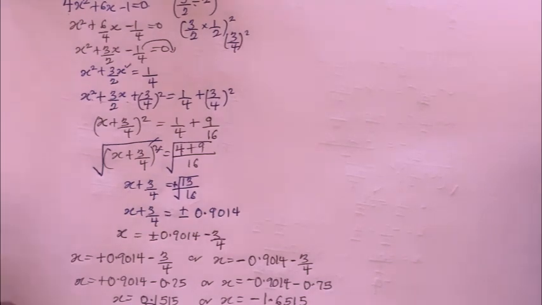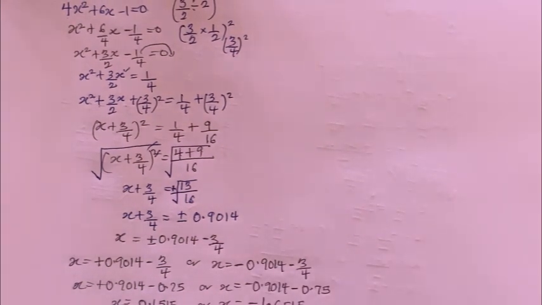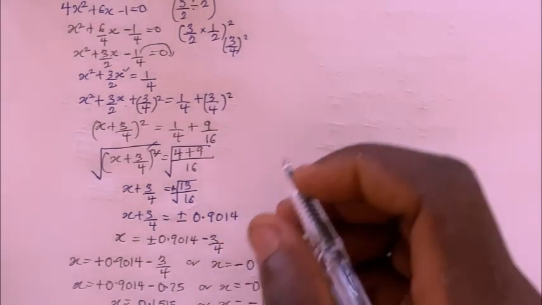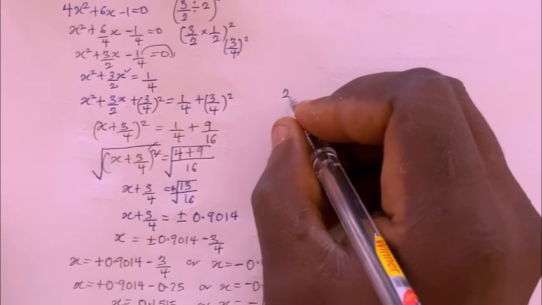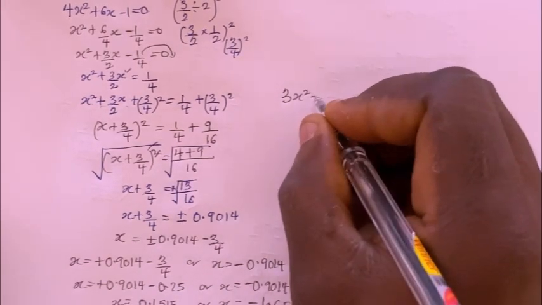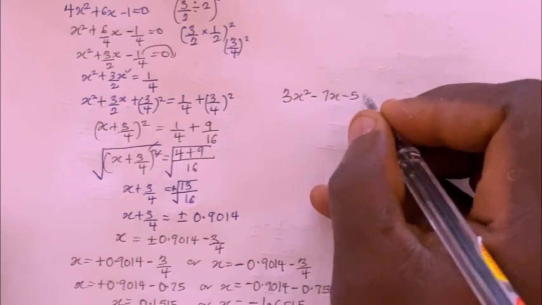But before I leave, please kindly solve some questions. I'm going to give you a question that you're going to solve. So go ahead and solve this question for me: 3x squared minus 7x minus 5 equals 0.